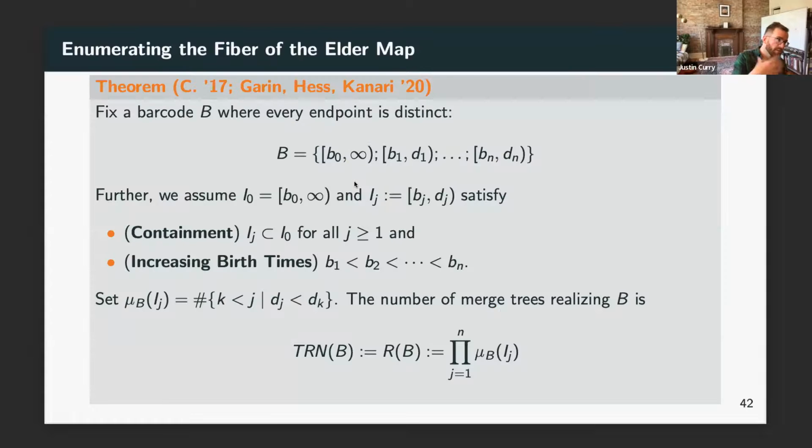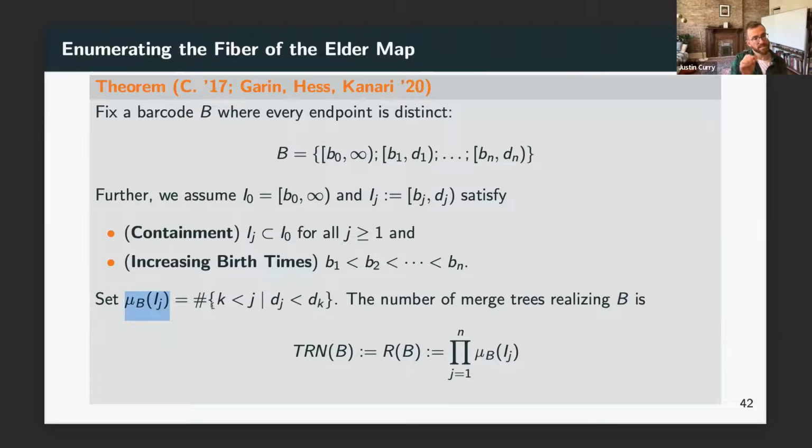So the general theorem, and this is something I wrote down in 2017 and then was later rediscovered by Adelie Guerin, Catherine Hess, and Lita Canary, is that if I have a barcode with one infinite bar and then a handful of finite length bars, all that are born later, then I can associate to every bar in my barcode a number, which I call mu bij.